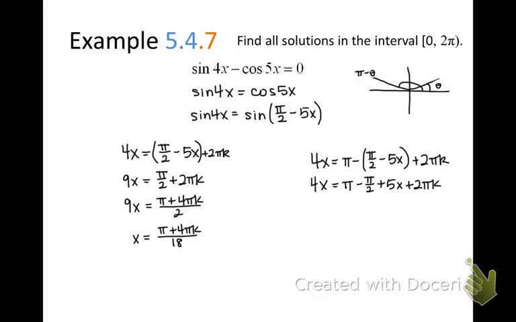Okay. All right. So now instead of adding 5π or 5x, I'm going to subtract it. So now I don't get a 9 on the other side, I get a negative x. I'm also going to combine these two guys, which will give me π/2, because π minus a half a π leaves me with a half a π. And then plus 2πk.